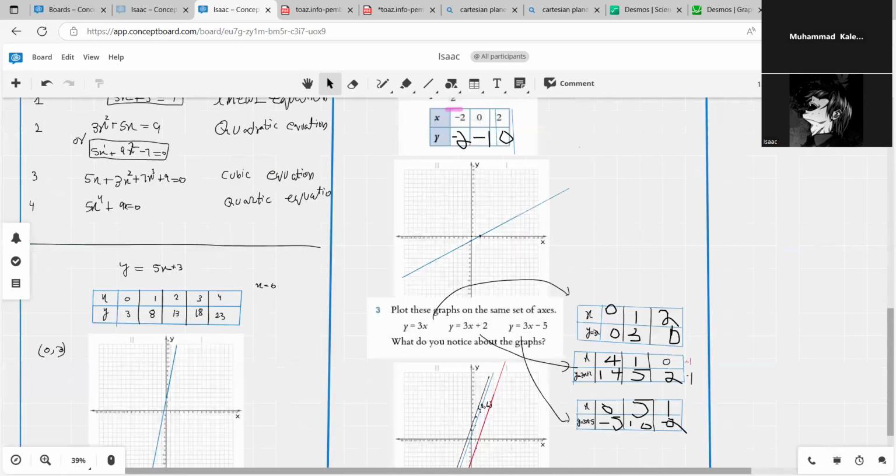So what we learned today, Isaac? We learned about linear equations and how they differ from quadratic equations, cubic equations, and what is a degree, what is an exponent, what is a coefficient, what is a constant term, and then how we can sketch the graph of a linear equation. We did not study yet how we can sketch the quadratic graph. We will study it in future.